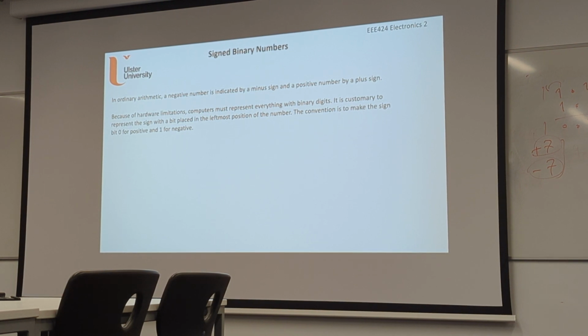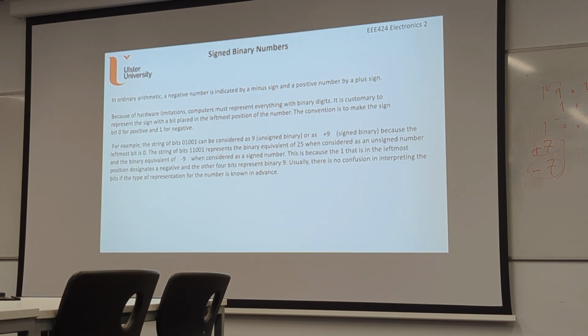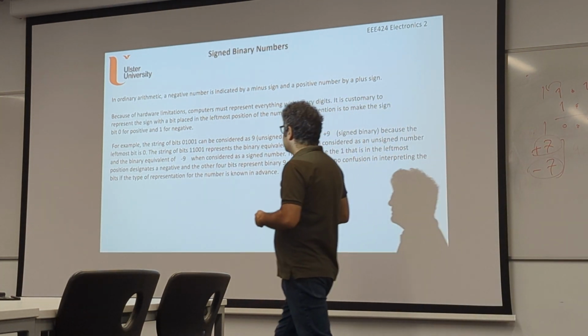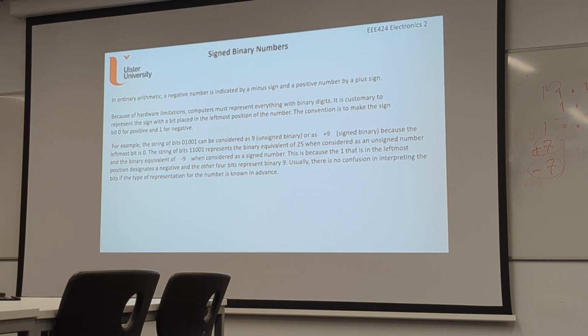But when we talk, you should remember the leftmost part would be the sign. 0 positive, 1 negative, okay? It's important, you should remind that. For example, the string of bits 0, 1, 0, 0, 1 can be considered as 9, generally, unsigned binary.